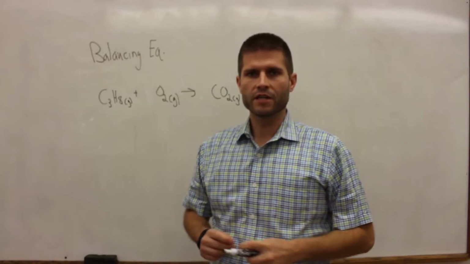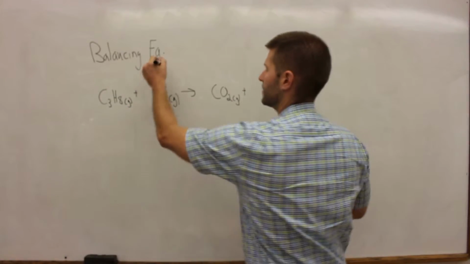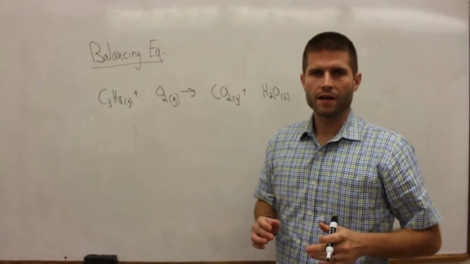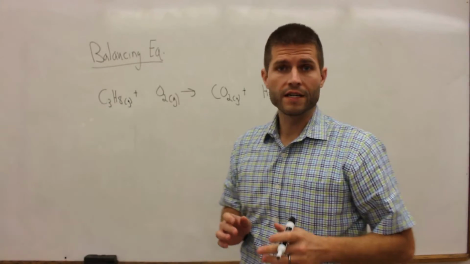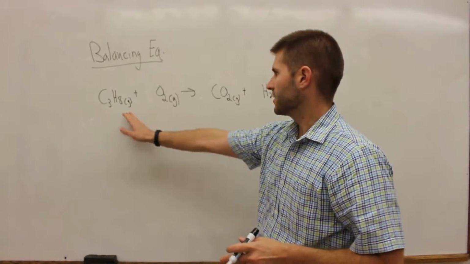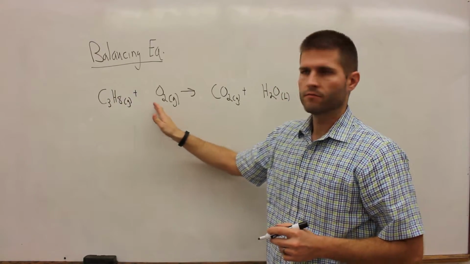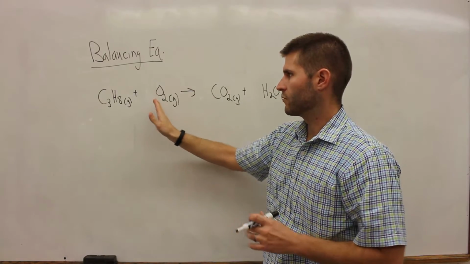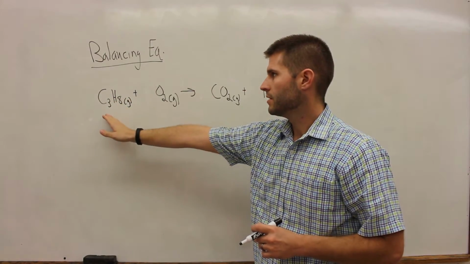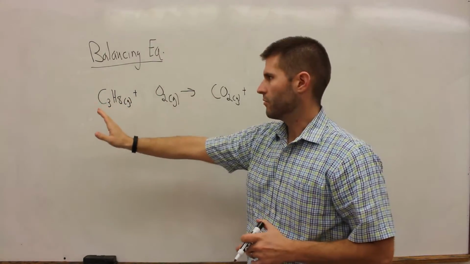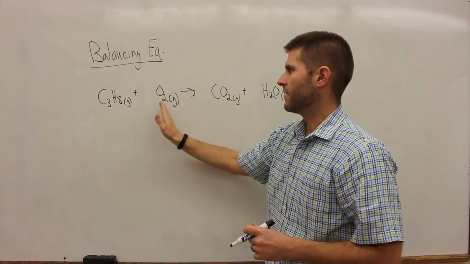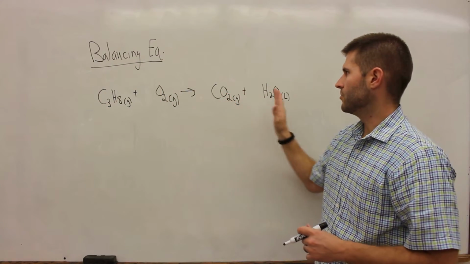Hello, in today's video we're going to be discussing balancing equations. In order to figure out how to balance an equation, we need to figure out what an equation is. So let's take a look at this reaction. Propane plus oxygen. Anytime we have a reaction where you're adding oxygen to a system, you're actually burning it. So propane burned in the presence of oxygen produces CO2 and water.